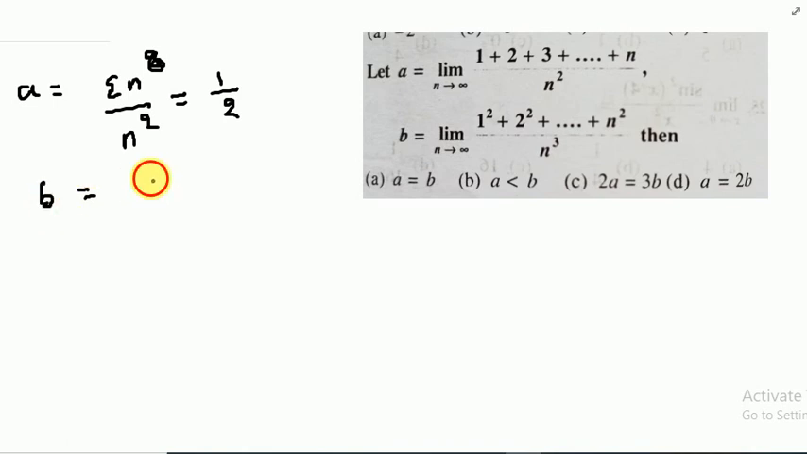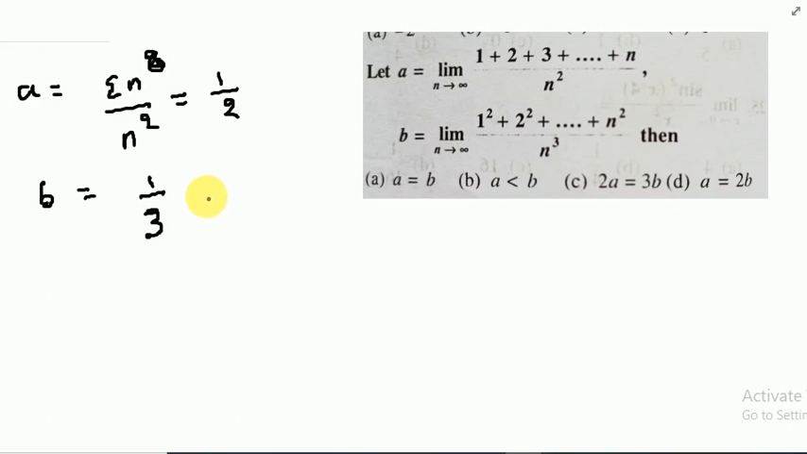So, one more interesting problem. If a is equal to limit of n tends to infinity this, and b is equal to this, in these options you need to identify which is the suitable option. First of all, a is equal to, so I have already given a very simple concept to write this. This numerator is nothing but the summation of n, divided by n square. What is the answer for this? 1 by 2, because in the synopsis itself I have discussed this. Similarly, can I write b is equal to 1 by 3 immediately? Because we all know how to find these values. It is the summation of n square divided by n cube.